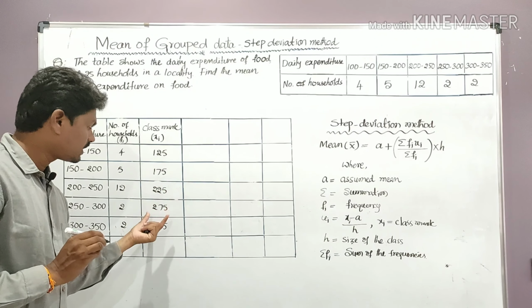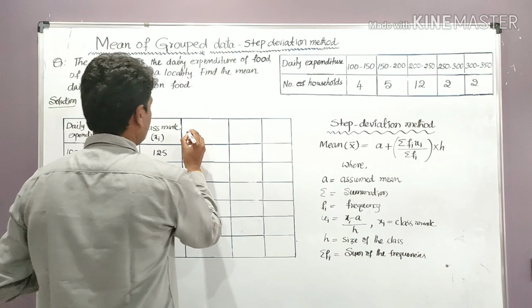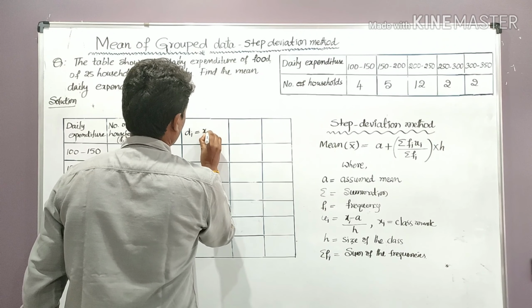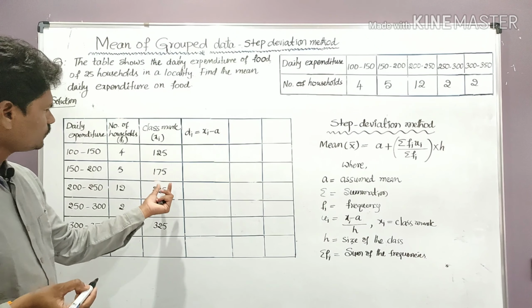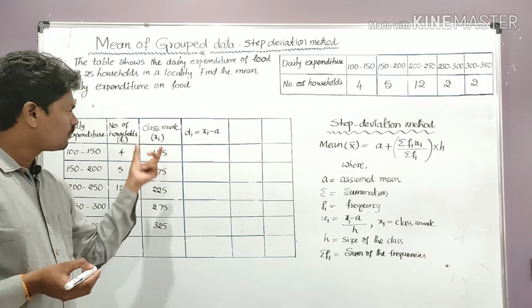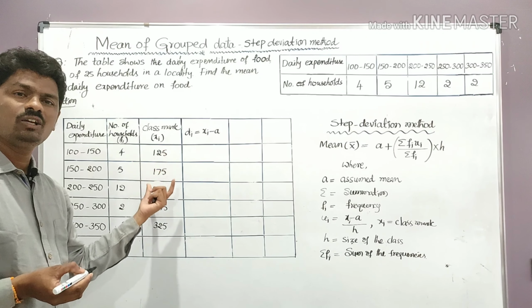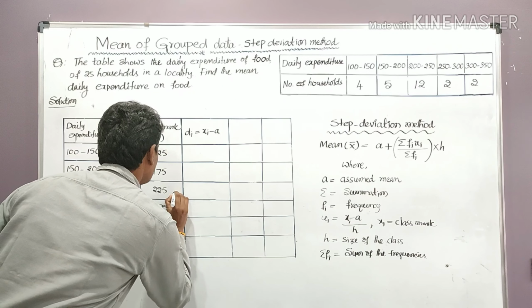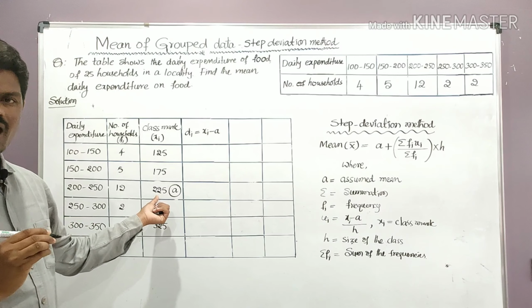Class marks are the representatives of the class intervals. So now we have to write the class marks. Next we have to find di. di is equal to xi minus a. So now we have to select a value for the assumed mean from the class marks. Generally we take the middle value as the assumed mean. So this is the middle value, student. Take it as the assumed mean.